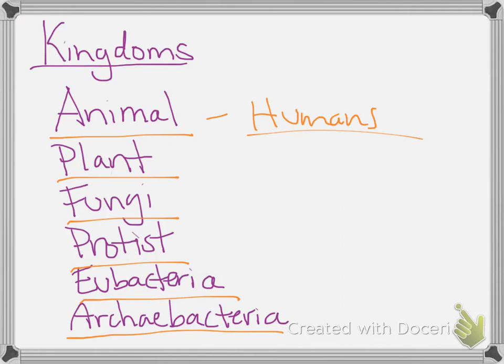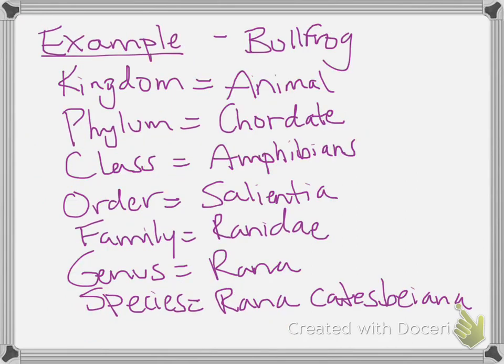And basically you're going to see that the animals, plants, fungi, and protists are more similar to each other than these two. So these two, eubacteria and archaebacteria, are more similar to each other, and the other four are more similar to each other than to those. So here's an example.